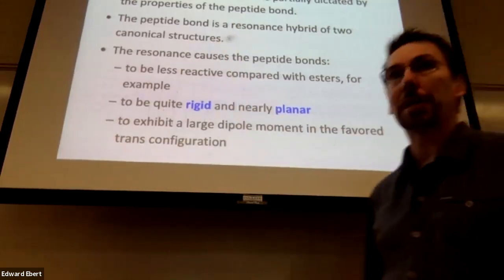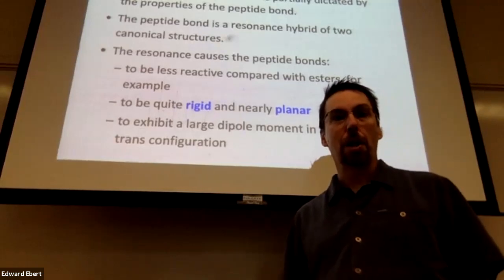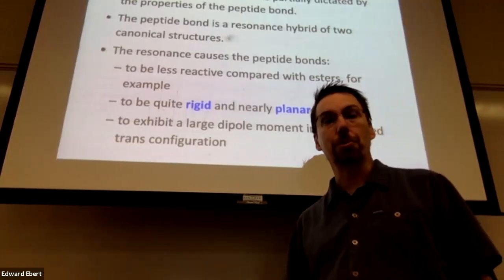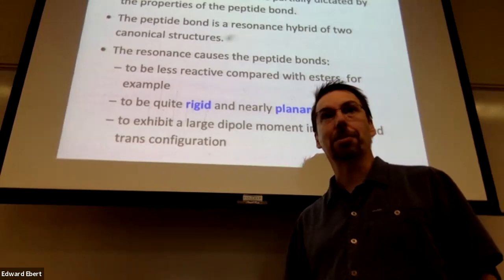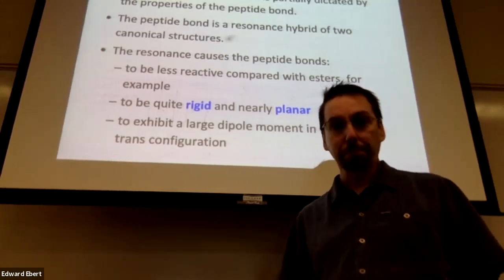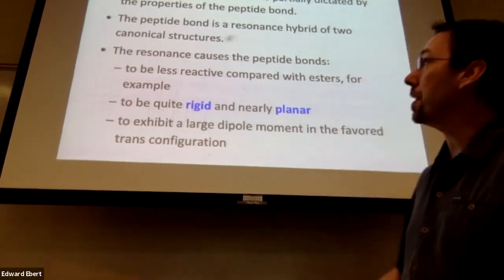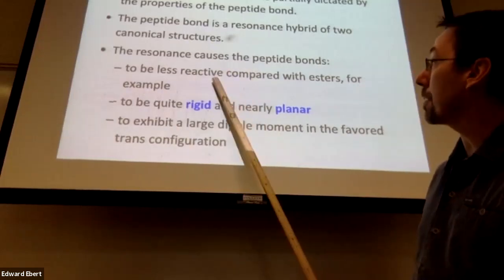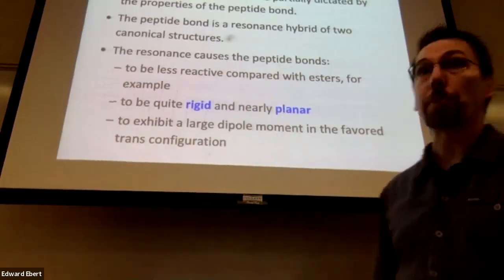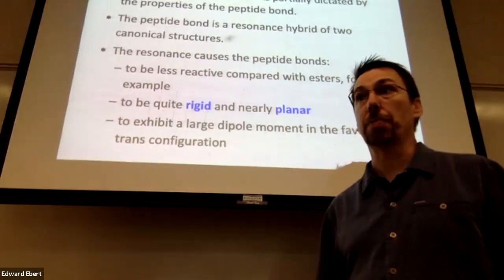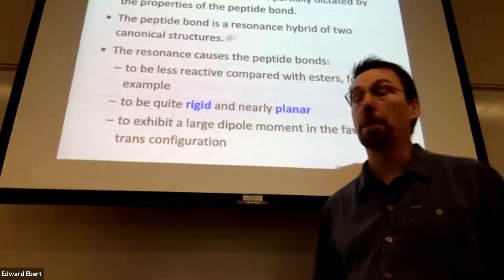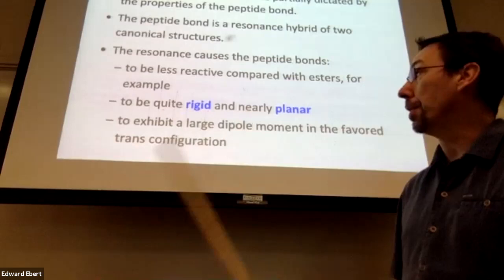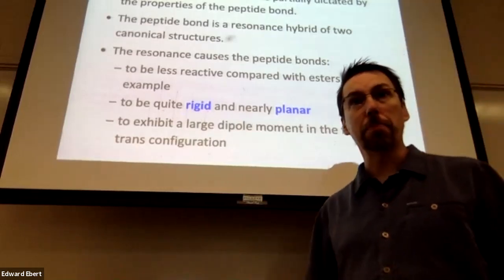We actually end up making this resonance structure, kind of a hybrid between two different structures. And that causes some pretty unique things to happen. What we end up seeing is that our peptide bond is less reactive than other esters because it's more stabilized by this resonance position. Also, the peptide bond ends up being very rigid and quite planar.